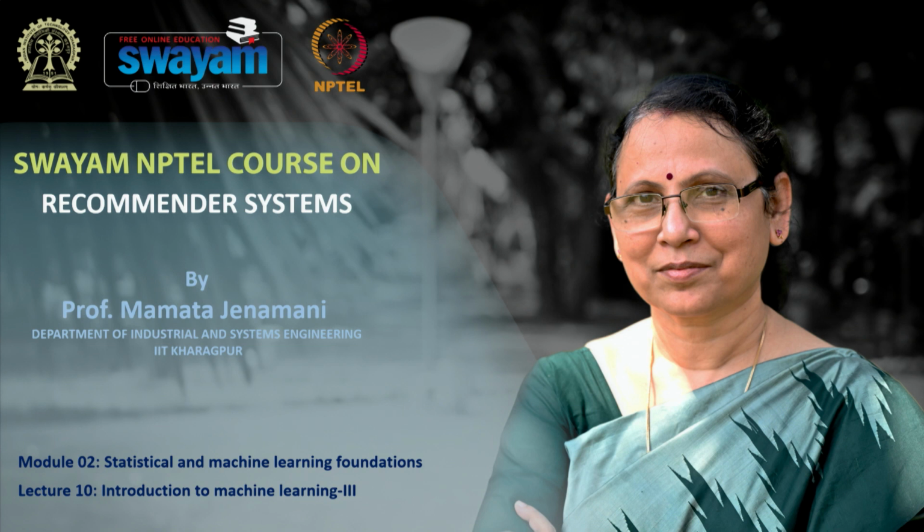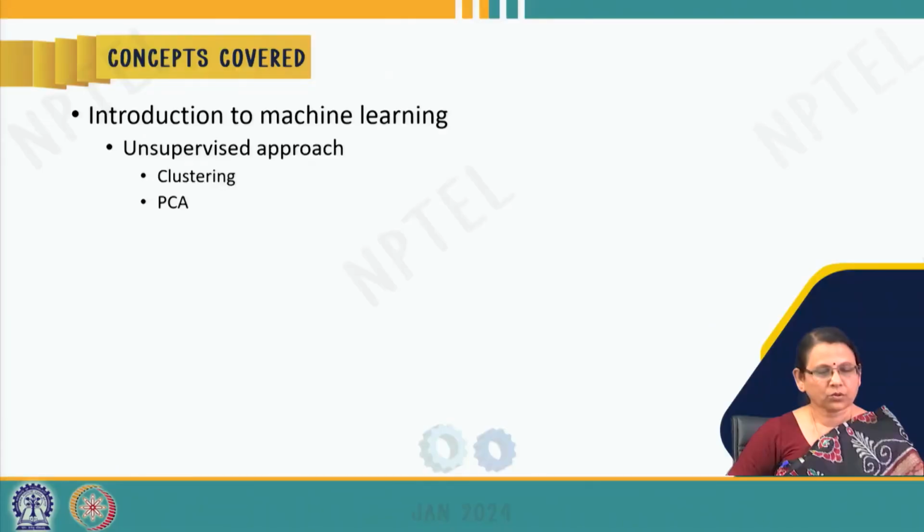In the last 2 lectures, we have introduced this topic machine learning, which is the foundation of recommender system. In the first 2 of this, we talked about supervised learning. Today we are going to talk about unsupervised learning, and here we will be talking about clustering and PCA, which we discussed at the time of dimensionality reduction. We will consider it once again as a topic of unsupervised approach.